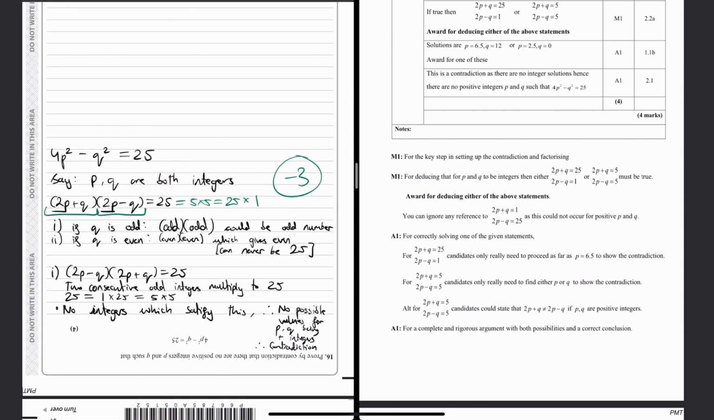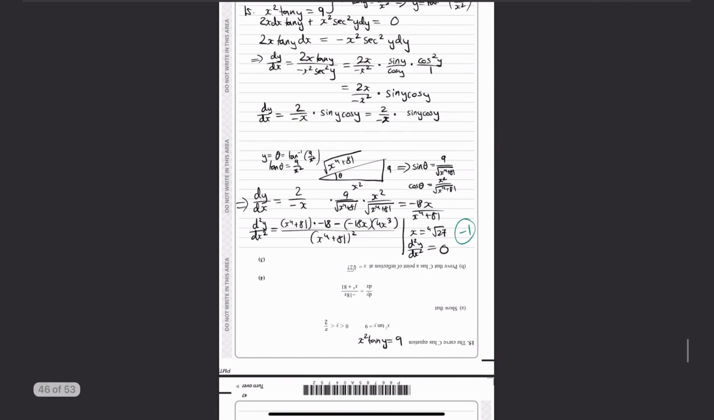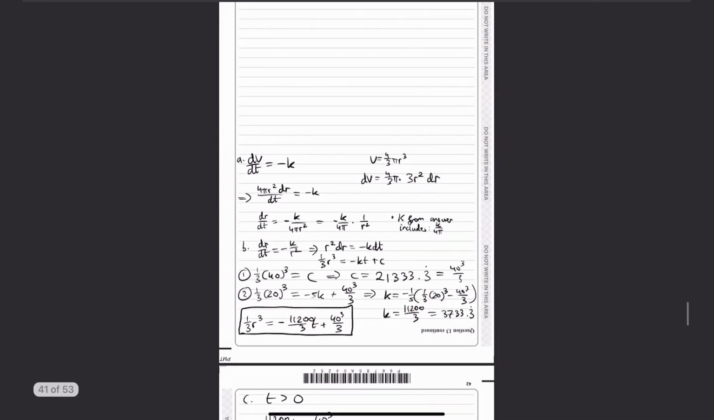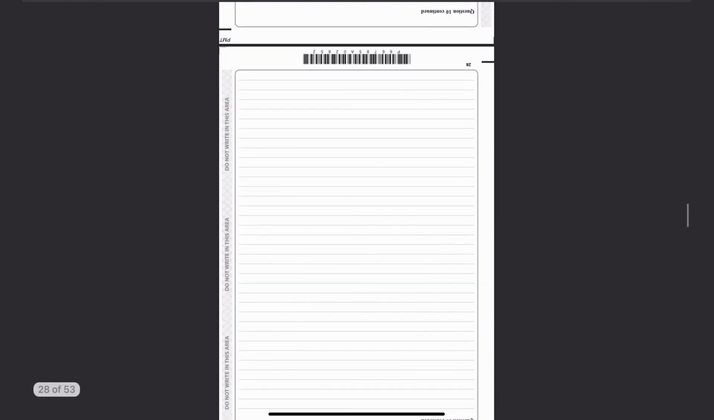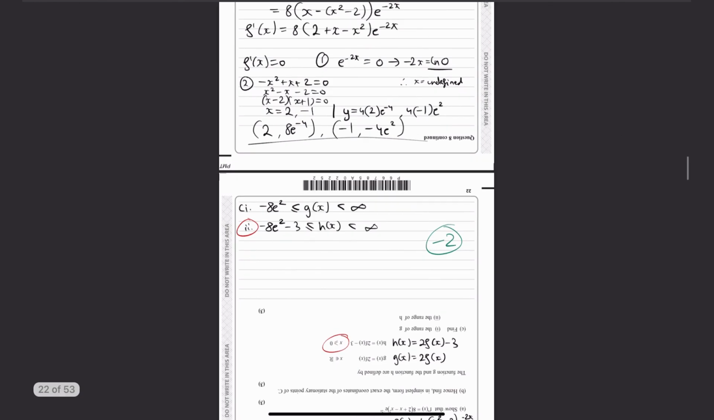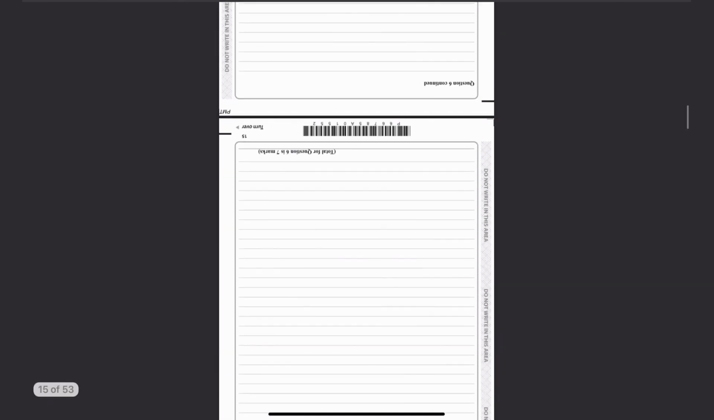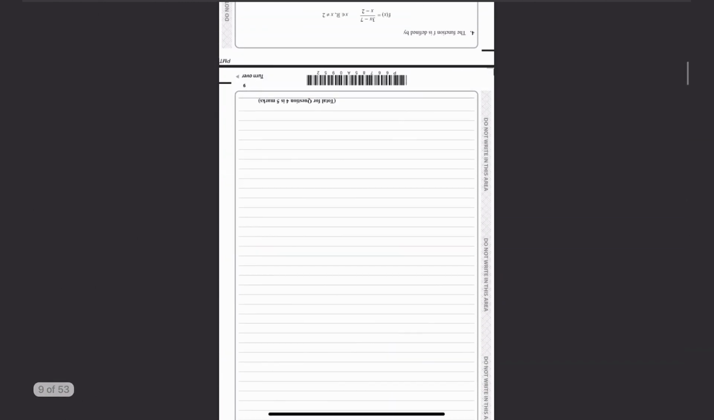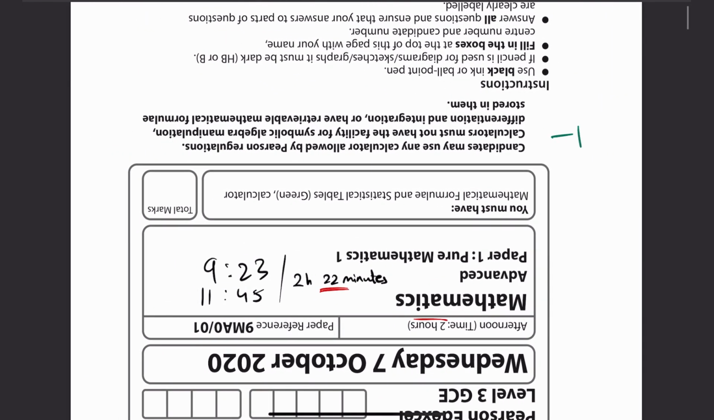So let's just go back to the start. So we got -3 there. Here's -4. There is a -6. -6, -8, -10. Right, this is looking quite rough. Yeah, okay, -10. So let's just calculate the percentage.